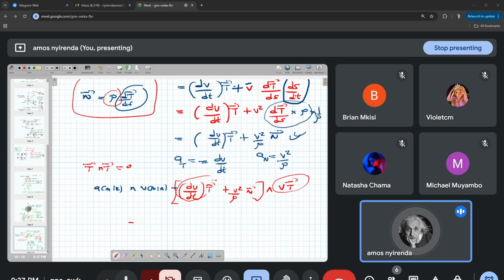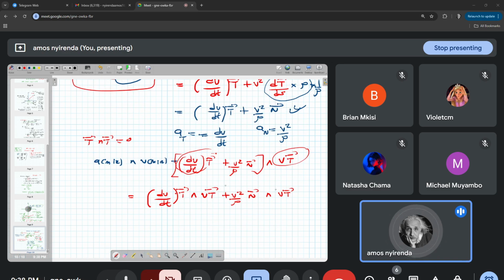If you look at the properties that we talked about the other time, the vector product is distributive. So what we have here is dv/dt times t vectorial vt, plus v squared divided by rho times n vectorial vt. Because the vector product is distributive, here we have the same vector t and t, so this is going to be equal to 0.